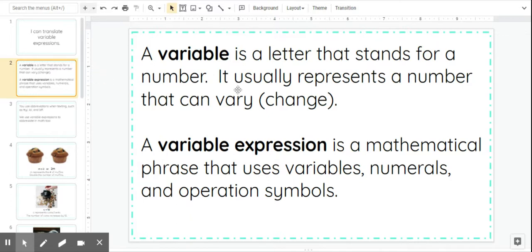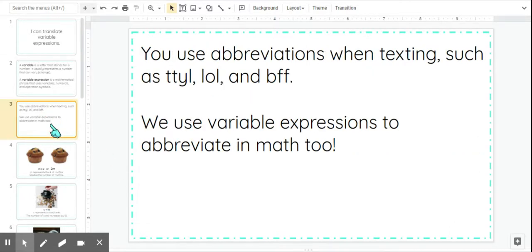for things. A variable expression is a mathematical phrase that uses variables, numerals or numbers, and operation symbols such as addition, subtraction, multiplication, and division. You can use abbreviations when texting, such as TTYL, LOL, and BFF. We use variable expressions to abbreviate in math too.